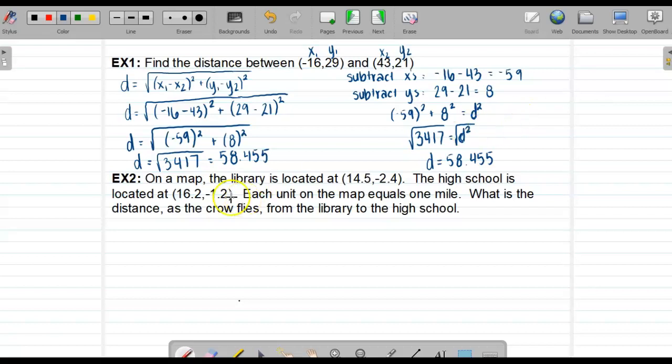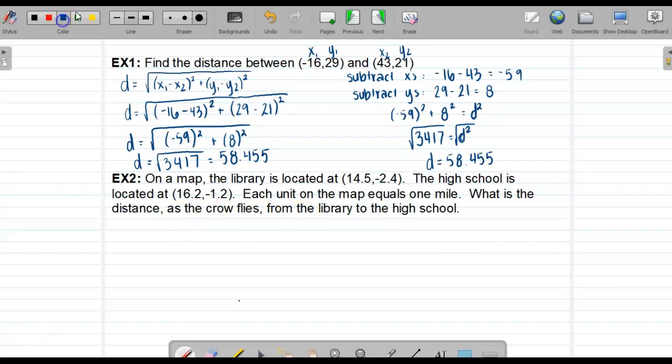Alright, so our next one is in context a little bit. On a map, the library is located at 14.5, negative 2.4. The high school is located at 16.2, negative 1.2. Each unit on the map equals 1 mile. What is the distance as the crow flies from the library to the high school?